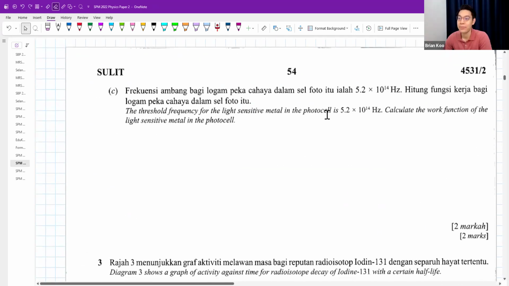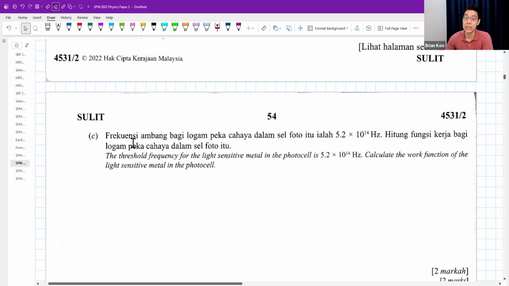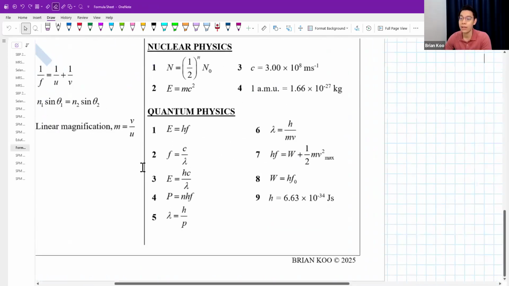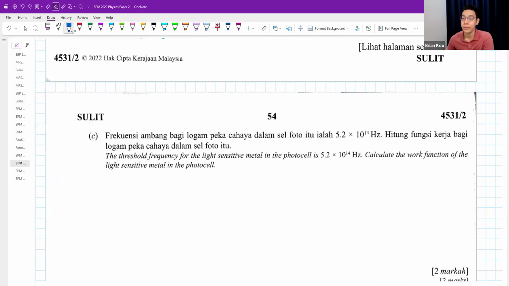Part C, the threshold frequency of the light sensitive metal in the photocell is given, calculate the work function. Don't worry, because formulas are given. If the question says go and find the work function, that sounds like W. Threshold frequency, do you know that is f0? Planck's constant is given. SPM will give all this, 6.63 times 10 power negative 34. This is your threshold frequency.